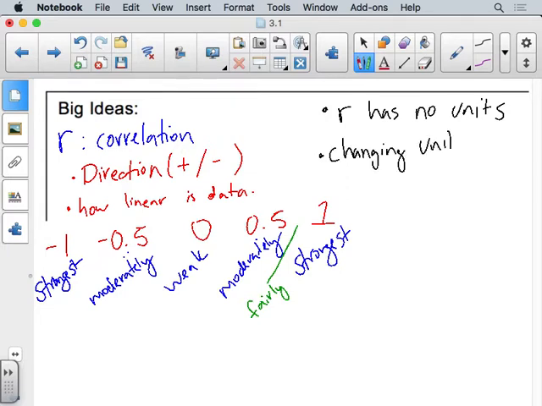Changing units. Or you could even flip the axes and it would have no change to it. You could flip your X and your Y and those would even have no change. So changing units or switching, they don't really ever ask you about switching the axes, but they could. Switching axes has no change.